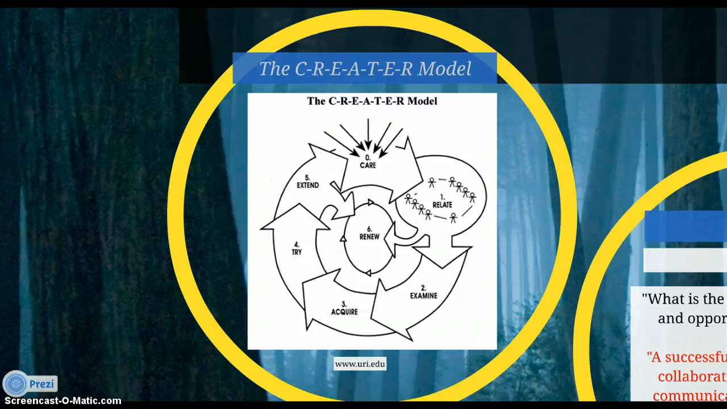They present 7 ideas in a circular format, which is known as the CREATER, or Creator Model. Even though the process seems linear in nature, it is really a series of cycles. The 7 parts include care, relate, examine, acquire, try, extend, and renew. Sometimes it may be appropriate to jump ahead and then circle back in the cycle. We will look at each stage separately.